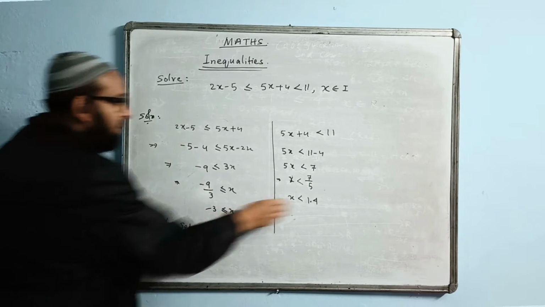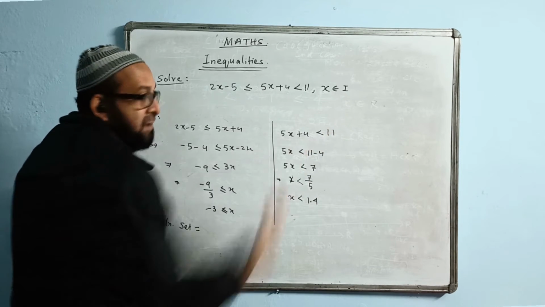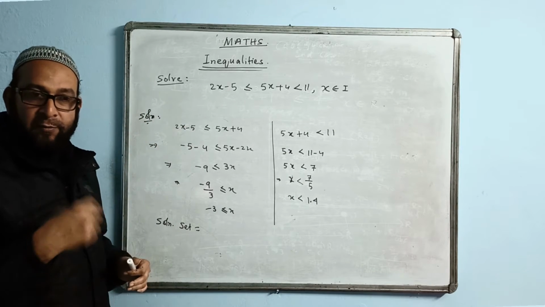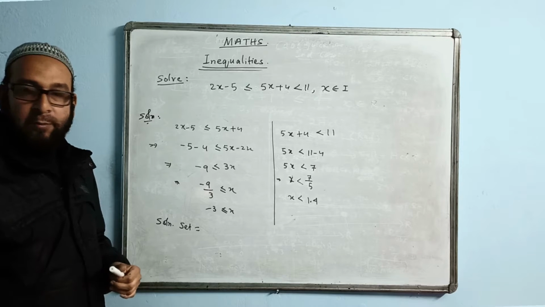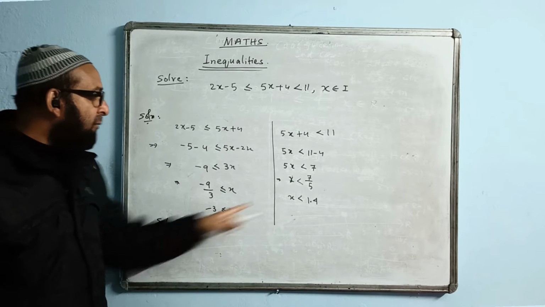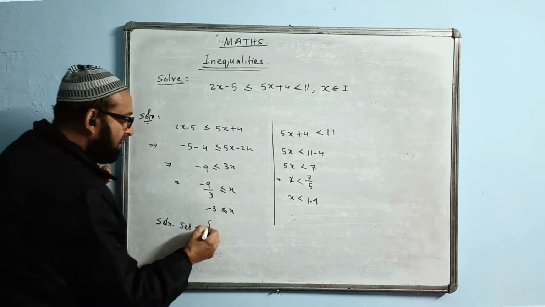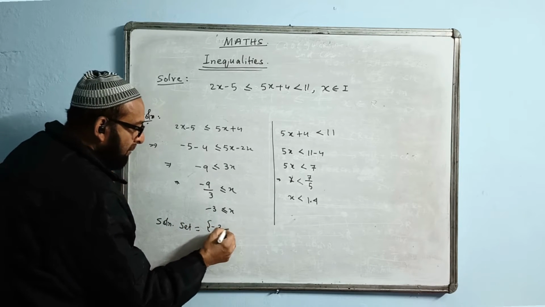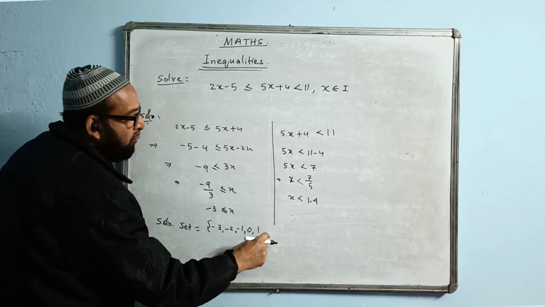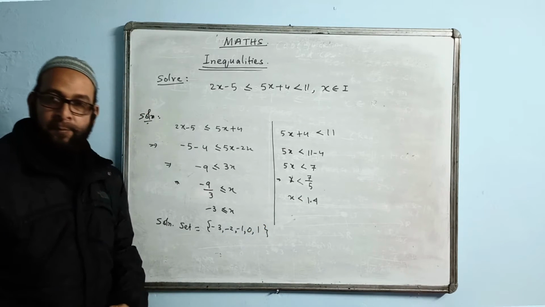This time we will not write the solution set in that format. We will write in the comma format, because integer is there. Only for real numbers we cannot write with comma format, because it covers everything. What are the integers coming between minus 3 and 1.4? We are including minus 3. Minus 3 is the answer itself. Minus 2 will be there. Minus 1, 0, 1. I can't write 2 because 2 is more than 1.4. This is the solution set.